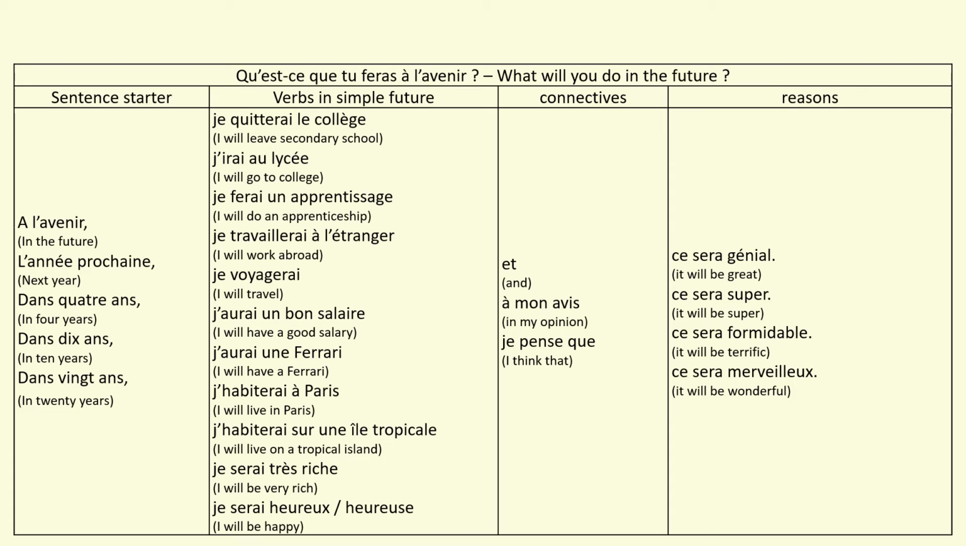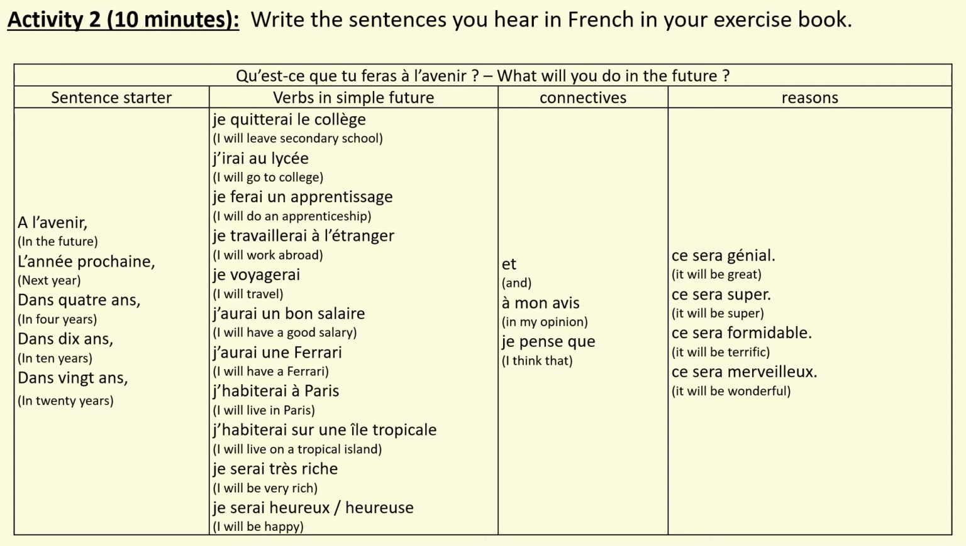For our next activity, I'm going to read you some sentences from what you are seeing on the screen, and I want you to write them down in your exercise book as I say them. The first 3 I'll read them in French and you write them down in French. The last three, I'll read them in English and you write them down in French.